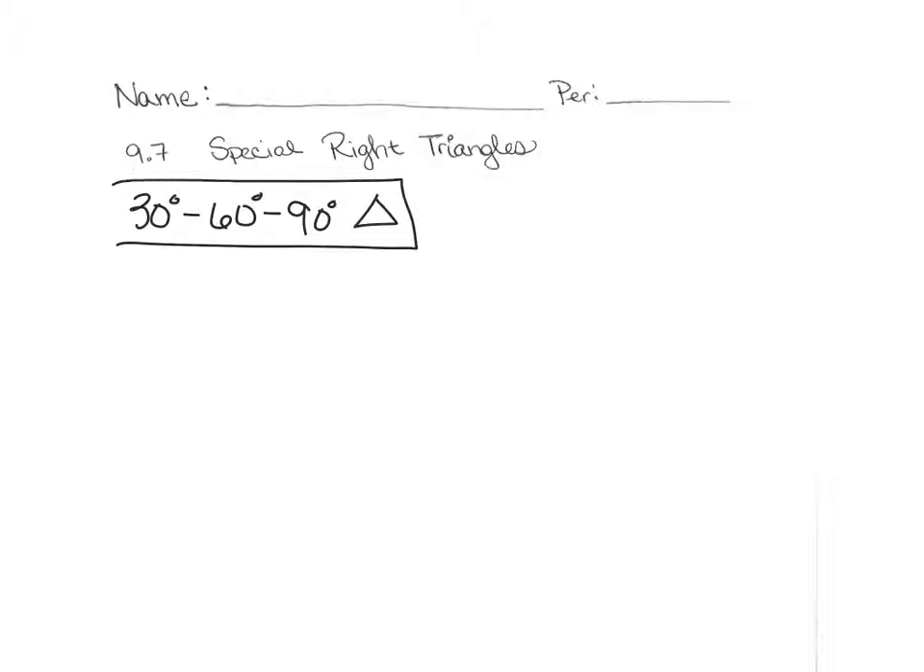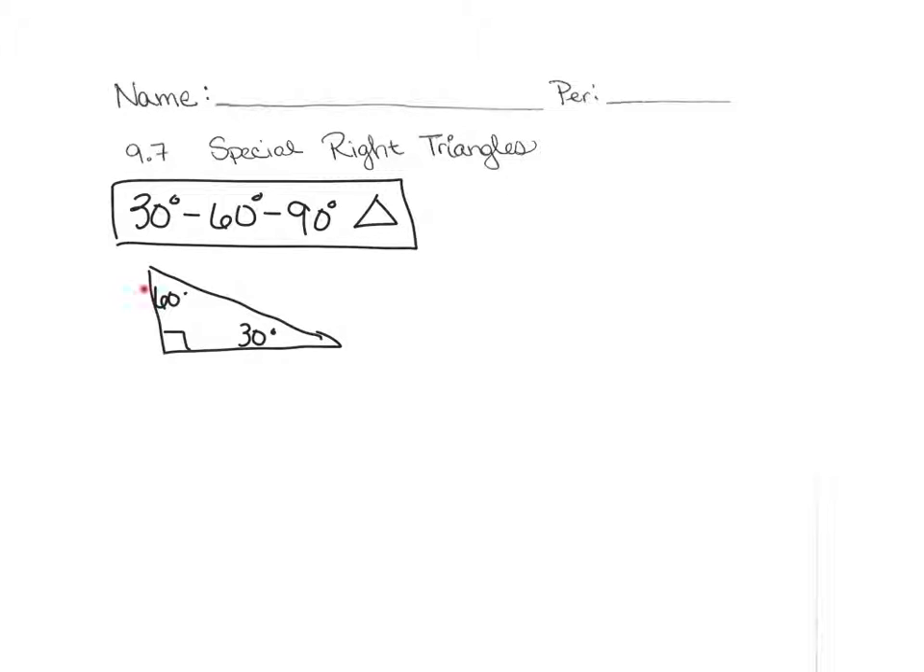Okay, so if we draw this, we'll draw the best we can. We'll put our right angle here. This would be my 30 degrees, and this would be my 60-degree angle. So when you have a triangle that has 30 degrees, 60 degrees, and a 90-degree angle, you can figure out the measurements of the sides as long as you're just given one side.